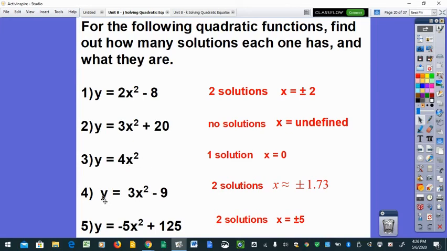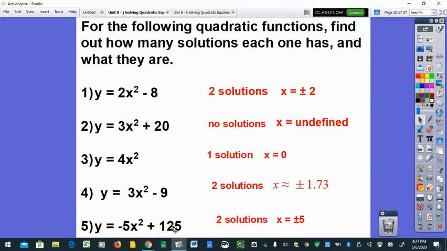You would put a 0 in for y. You would add 9 and divide by 3, and you'd have x squared equals 3. The square root of 3 is about plus or minus 1.73. 2 solutions. This parabola has its vertex below the x-axis. It's opening up, and it's going to hit the x-axis at 2 places, where x equals negative 1.73 and where x equals positive 1.73.